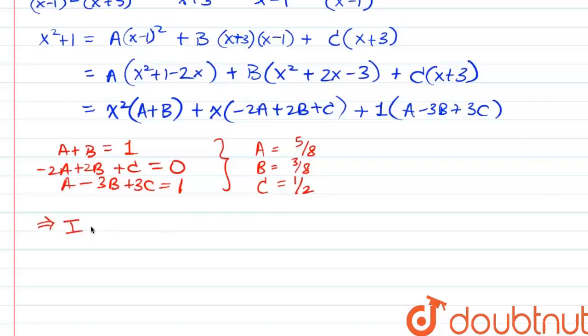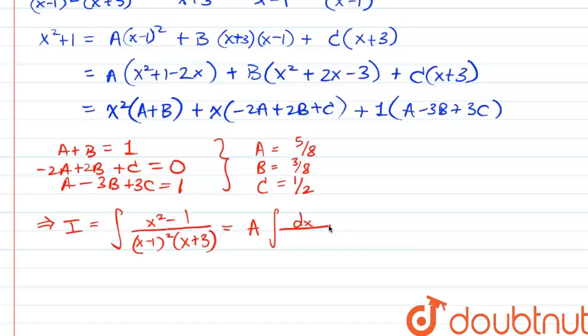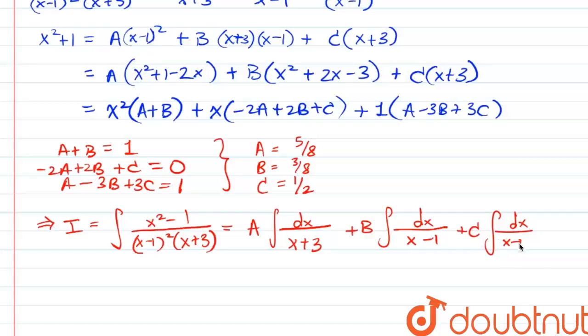Hence, our integral, which is equal to the integral of (x squared plus 1) divided by (x minus 1) whole squared times (x plus 3), is equal to a times the integral with respect to x of one by (x plus 3) plus b times the integral with respect to x of one by (x minus 1) and c times the integral with respect to x of one by (x minus 1) the whole squared.